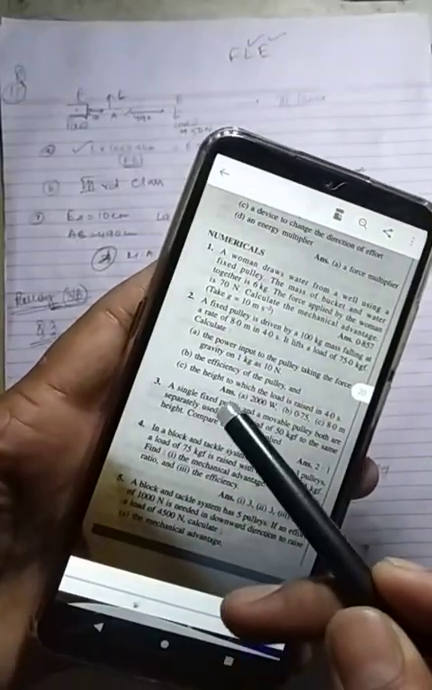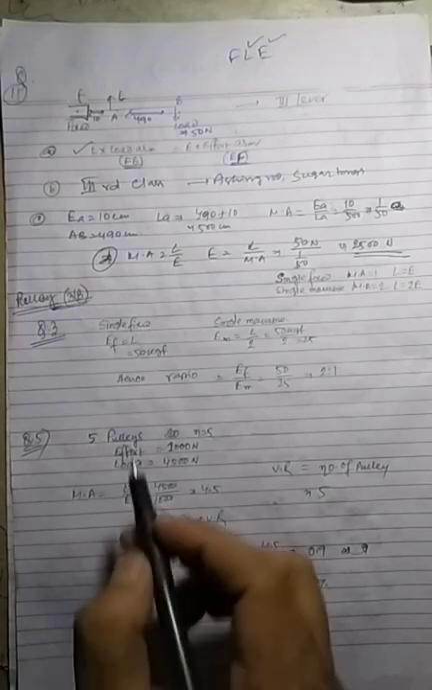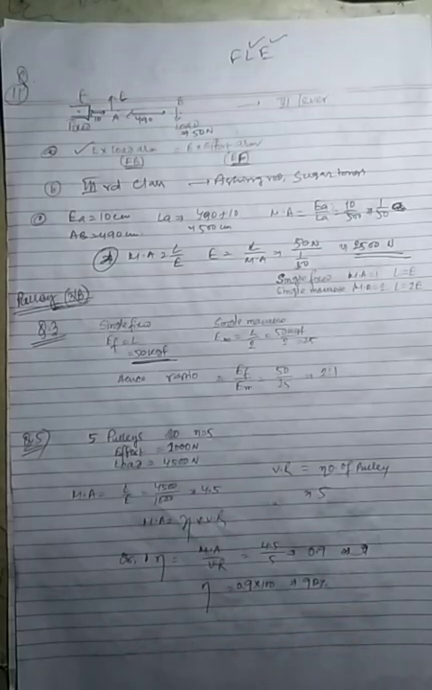Question number 3. A single fixed pulley, I am reading, you open the book. A single fixed pulley and a single movable pulley both are separately used to lift a load of 50 kgf to the same height. Compare the effort applied. So in both cases we need to calculate effort.